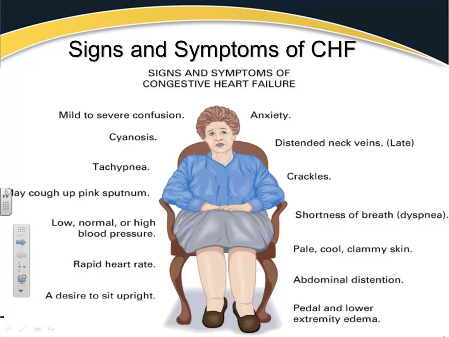Signs and symptoms of CHF, these are all the things we've already said. Pale, cool skin, shortness of breath. Their blood pressure could be all over the board. It could be high, it could be low. Distended neck veins, cyanosis, probably mild cyanosis. Some of these patients are chronically cyanotic. Mild to severe confusion. It's just going to be a lack of oxygen to the brain.